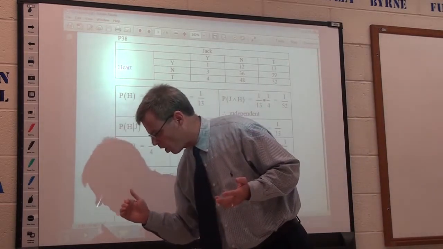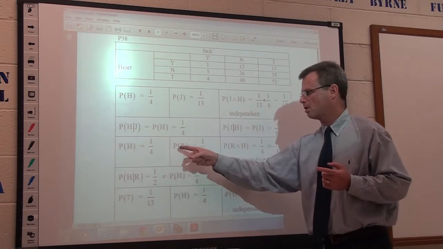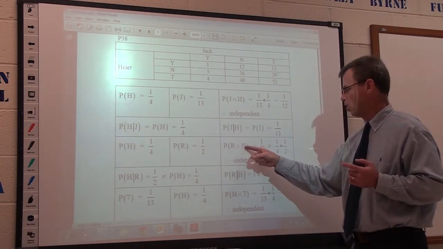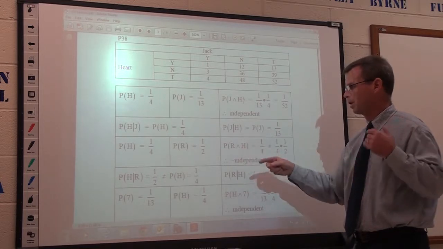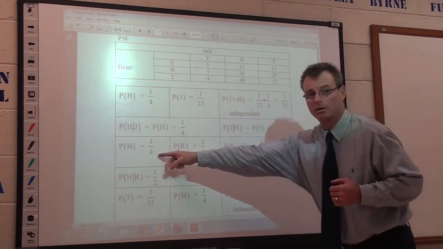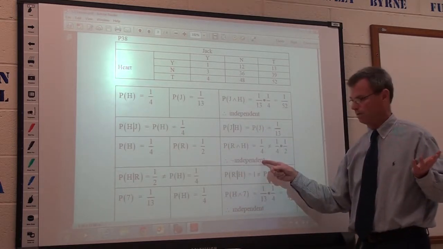B is asking, getting a heart and getting a red card. The probability of getting a heart is 1/4. The probability of getting a red card is 1/2. The probability of getting red and a heart is 1/4, but that does not equal the product of 1/4 times 1/2. So therefore, those events are not independent.